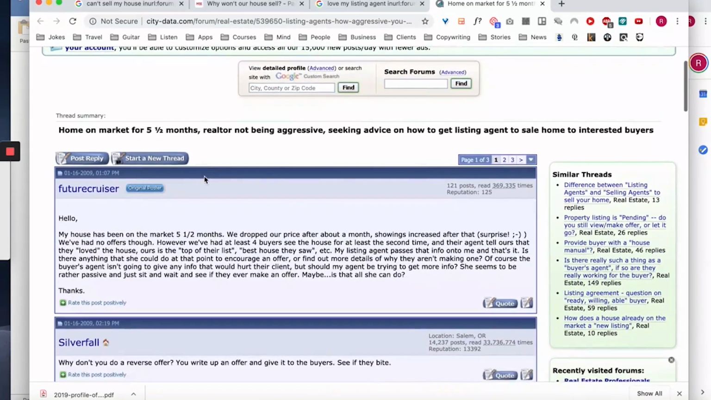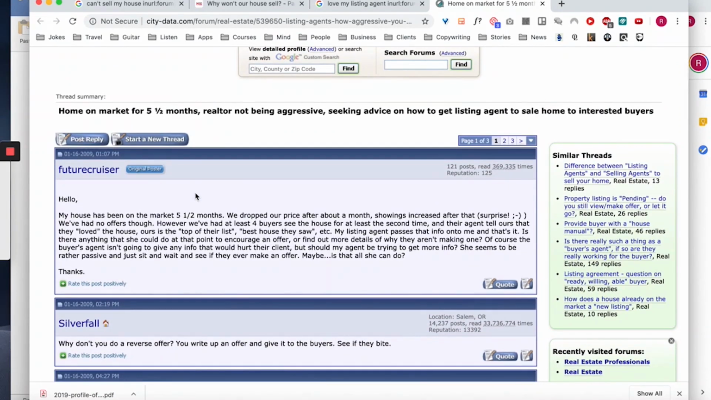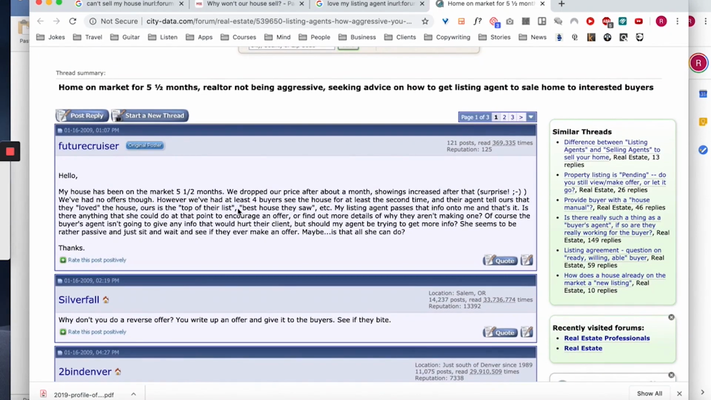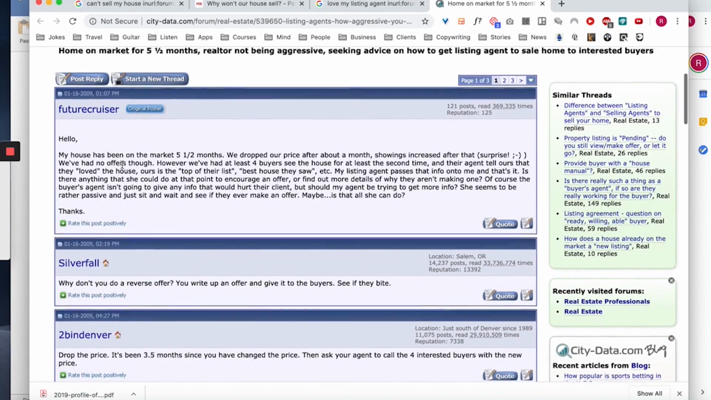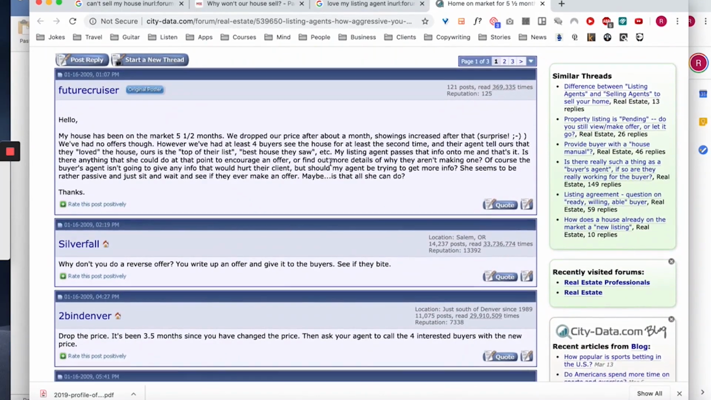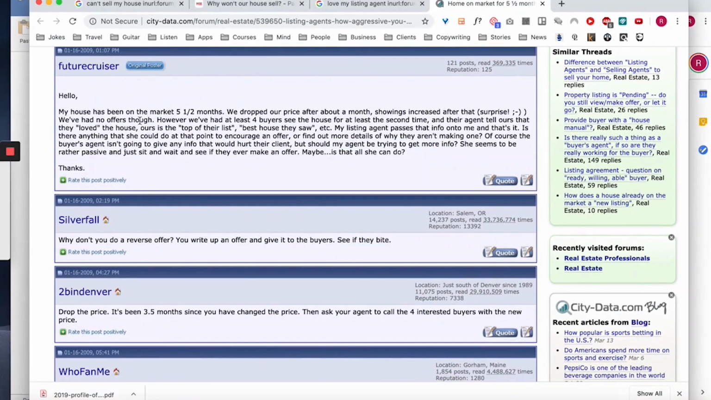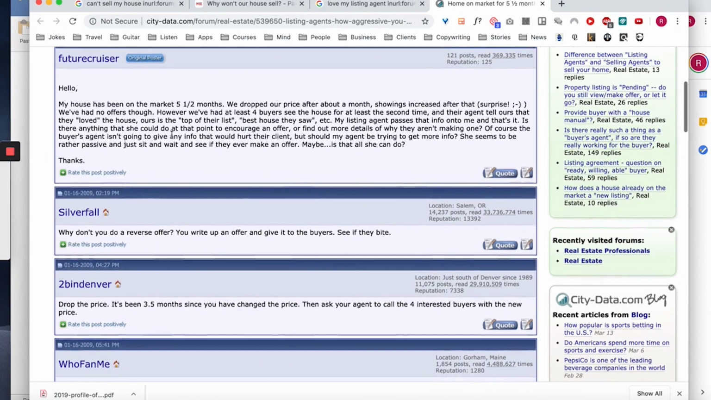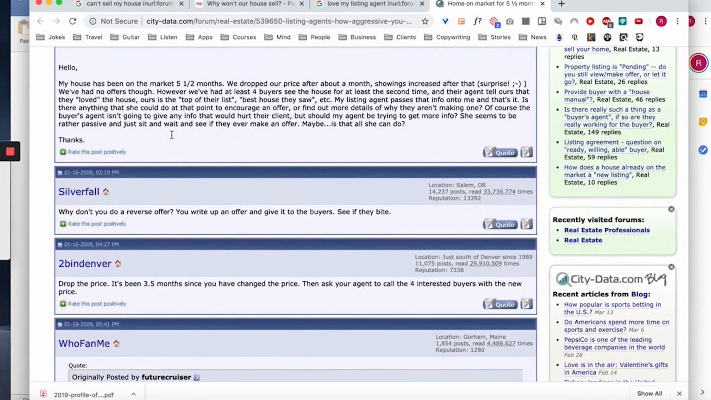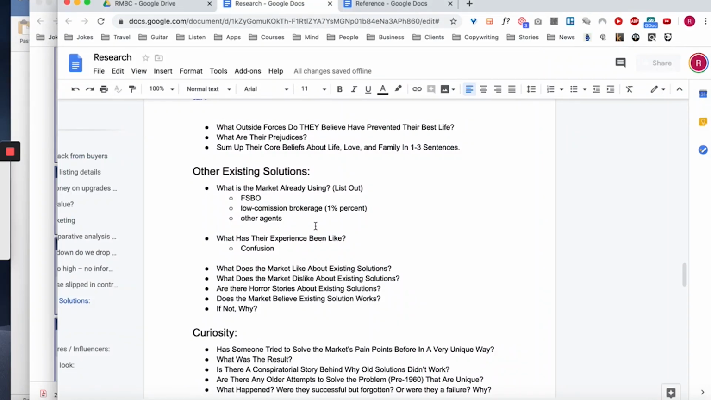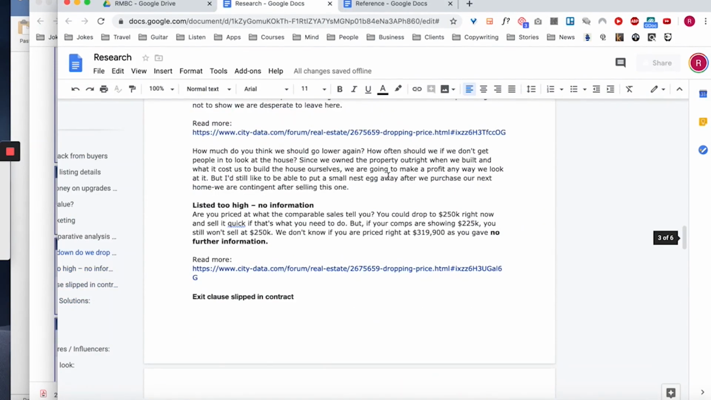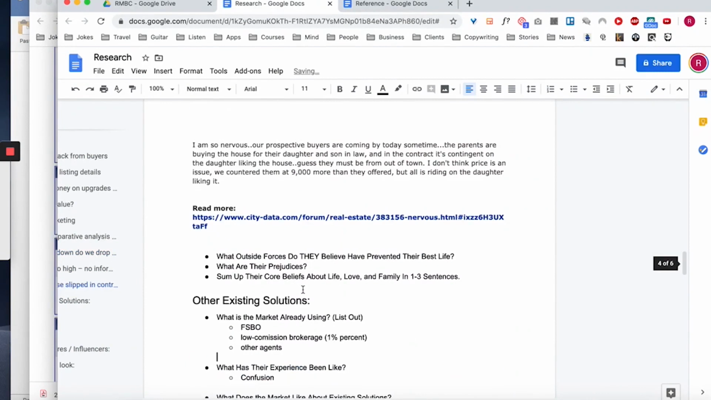Second. What is this? I haven't looked at this one. Home on market for 5.5 months. Realtor not being aggressive. Seeking advice. Oh, that's a good one. We dropped our price after about a month. Showings increased after that. So we've had no offers. It's 4 buyers to this one. Yeah, so I'm just going to lump that under essentially not being proactive, right?